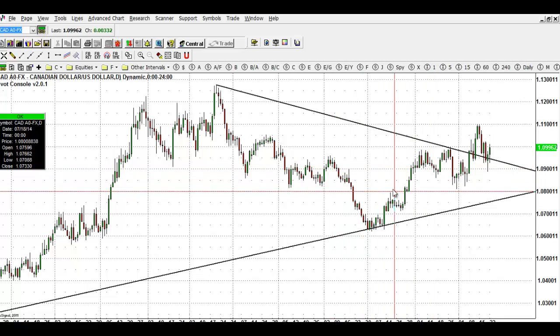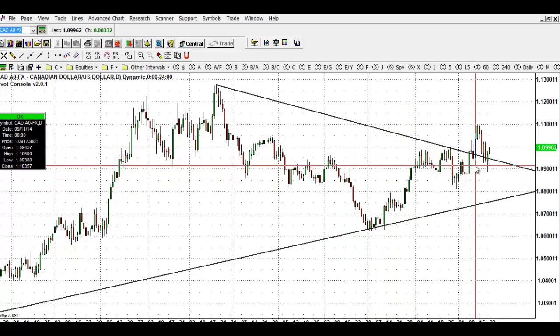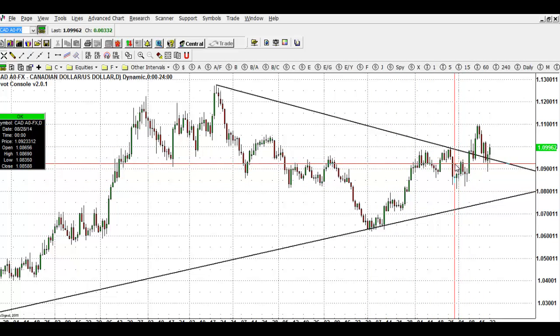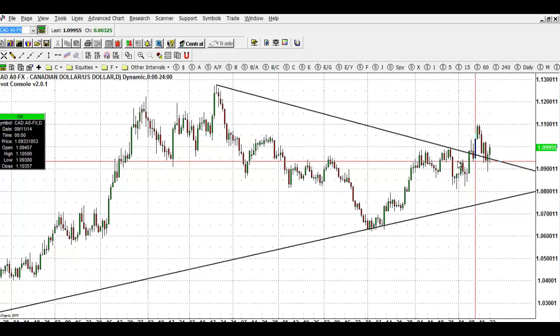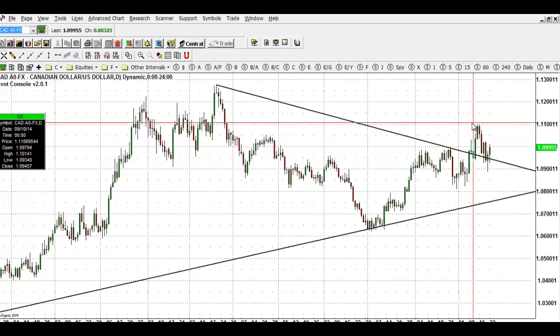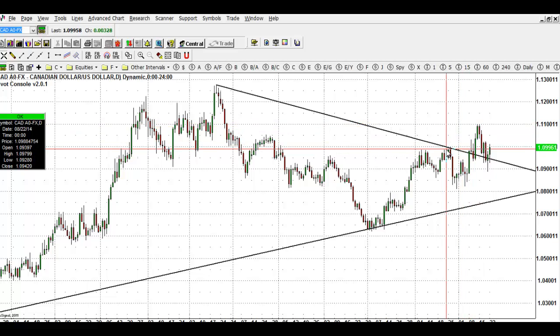So to confirm that this area around the 109 level is support, and the market has actually bounced off support, the market will have to take out this 110 high. So that's what we're looking for in the Canadian dollar, to see if the market has the strength to take out this high at 111. So we'll be keeping an eye out on that for this week.